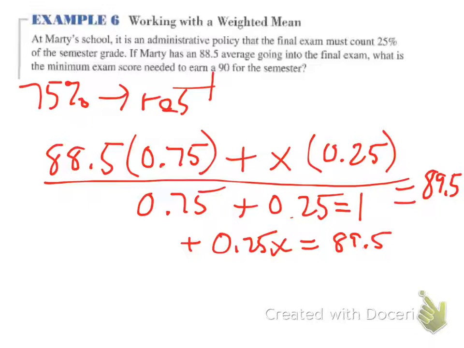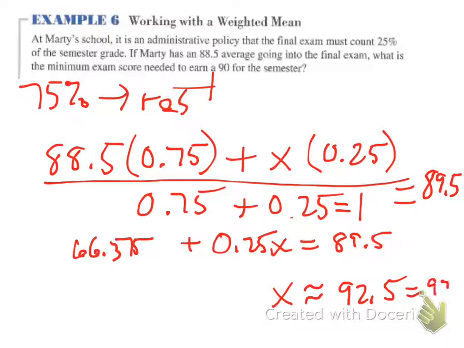So 88.5 times 0.75 is 66.375. So you solve this, and x comes out to be 92.5, which is 93. Okay, so when you're dealing with weights, the final exam is 25%. So he needs to get at least a 93 to get a 90 for the semester.